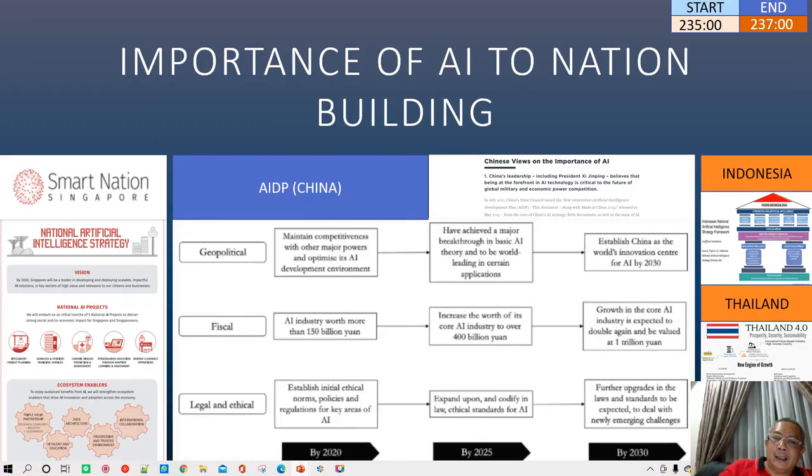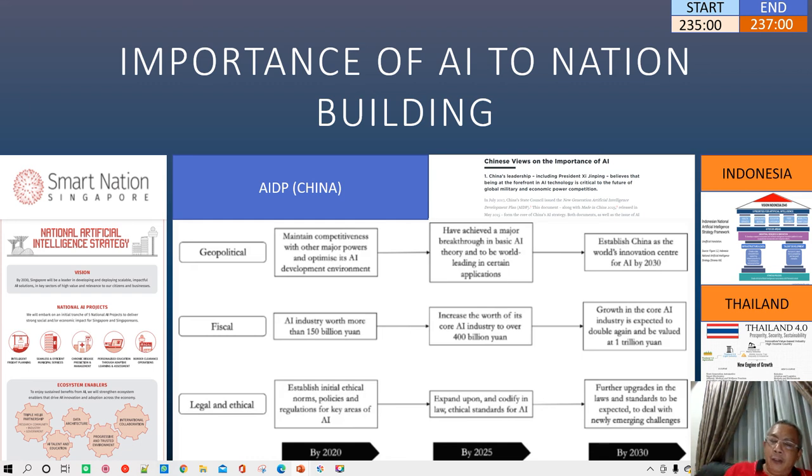So what comes next is this. Okay, AI is very important to survive as a nation. A lot of countries already recognize this. Singapore has a national AI policy. Singapore has a national artificial intelligence strategy. So those are the details.